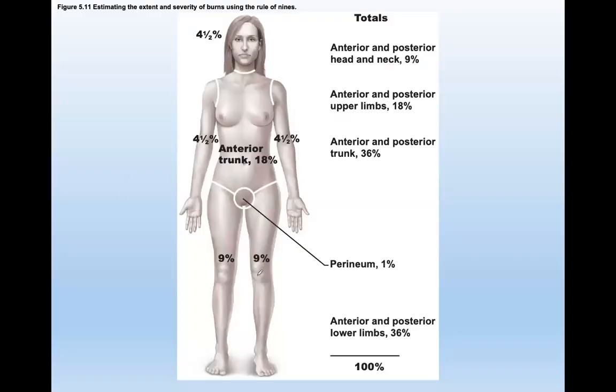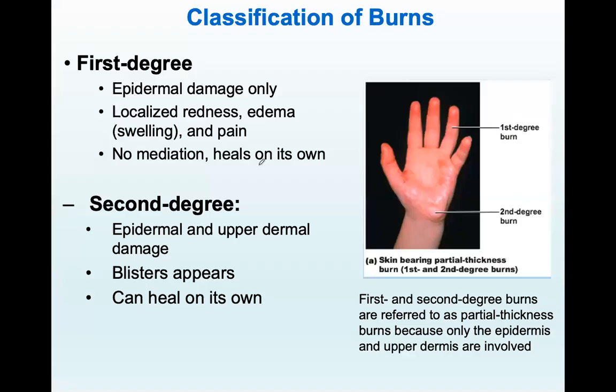Okay, so here is first of all how your body is broken down. If you have a burn on the face, the front of the head is 4.5% of your total body surface, and 4.5% on the back of your head. Each of your arms is 4.5% front, 4.5% back. The trunk is 18%, and each of your legs is 9% front and 9% back, for a total of 18% for each leg. And then the genitalia area is about 1%. Now you're like, why do I care about this? Here's what I'm talking about.